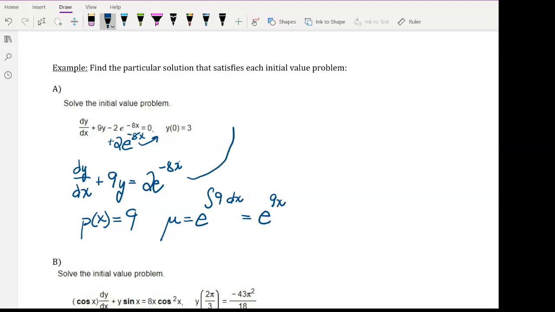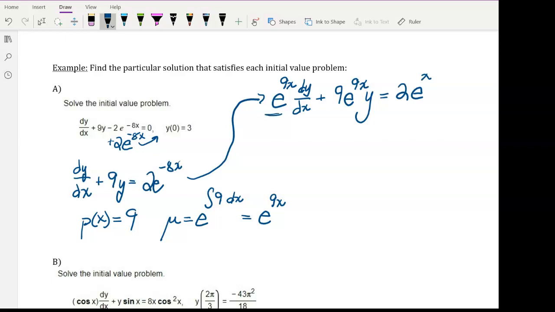So when we multiply through the standard form of that equation by e to the 9x, it should make the left-hand side of that differential equation match up perfectly with a product rule. And don't forget, the reason I'm writing this step out is so that we don't forget to multiply the right-hand side by e to the 9x as well. And then those will combine. The e to the negative 8x and 9x will make just an e to the 1x.